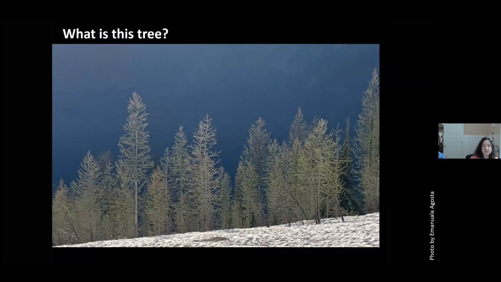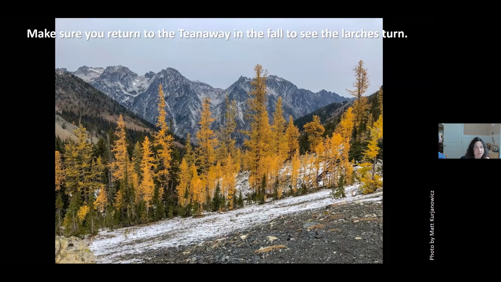All right. So this is an early or late spring, early summer picture of this tree. This is our one tree that is going to drop its needles that we're going to see. Yes, larches. And it's hard to tell from this picture what type of a larch this is. But make sure that you go back to the Teanaway in the fall to see the larches turn. There are two types of larches here in Washington. The alpine grow above 5,000 feet and are much smaller than western larches, which grow between 3,000 and 5,000 feet in elevation.